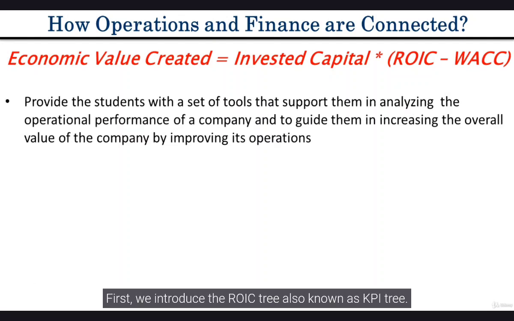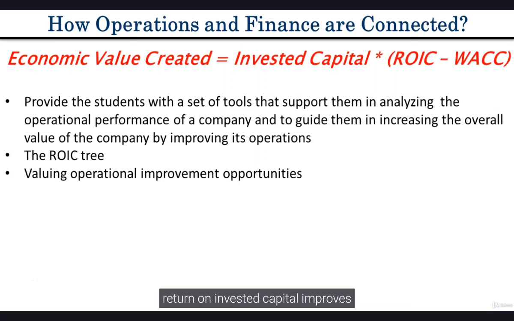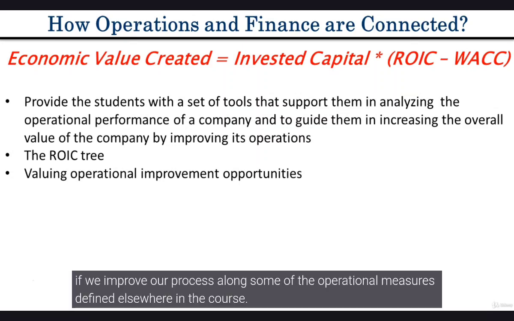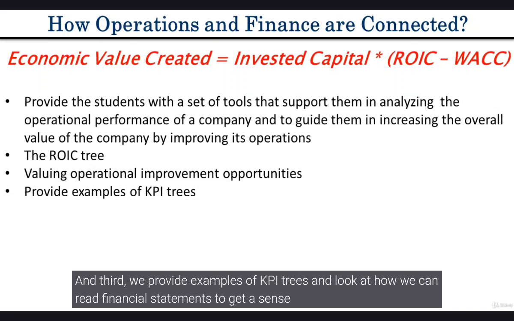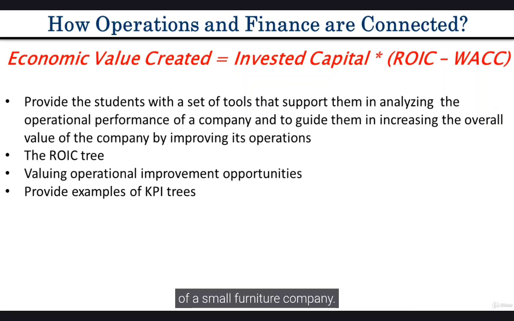First, we introduce the ROIC tree, also known as KPI tree. Second, we show how to value operational improvement opportunities. That is, predicting by how much the return on invested capital improves if we improve our process along some of the operational measures defined elsewhere in the course. And third, we provide examples of KPI trees and look at how we can read financial statements to get a sense of the operational performance of a company. We will illustrate the first 2 steps with a case study of a small furniture company.